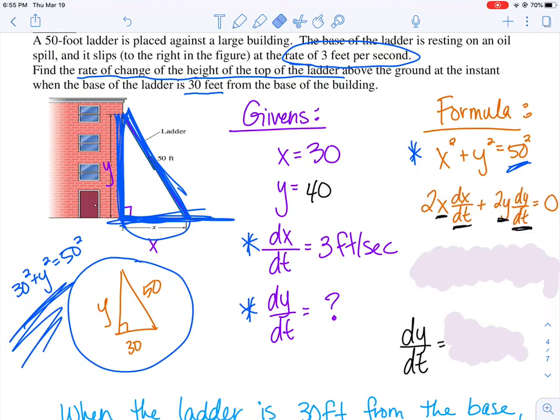So the derivative of x squared is 2x dx/dt, the derivative of y squared is 2y dy/dt, and the derivative of any constant, whatever 50 squared is, is always 0.